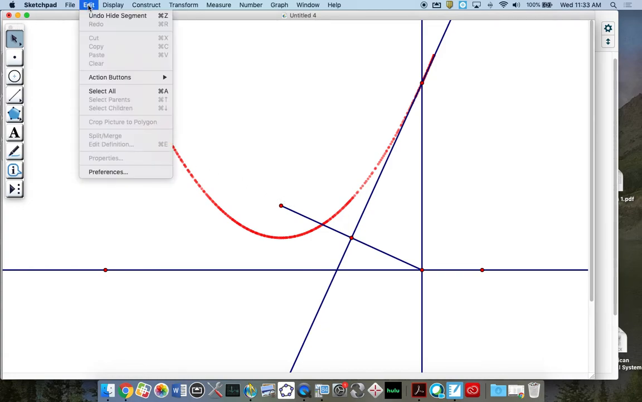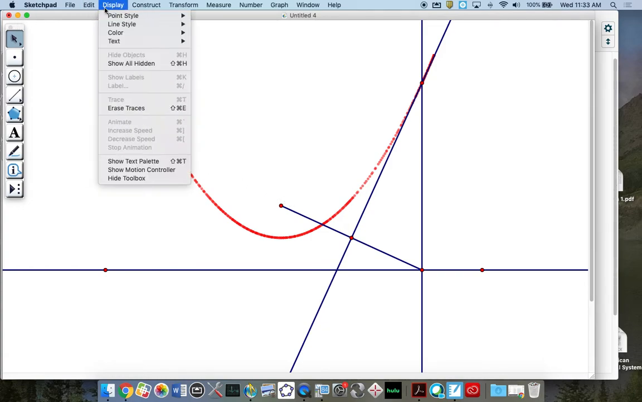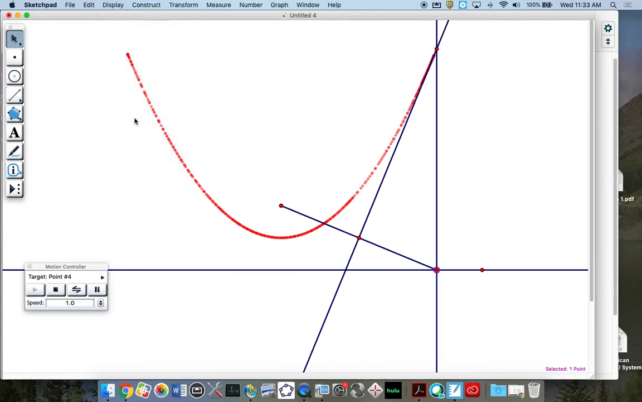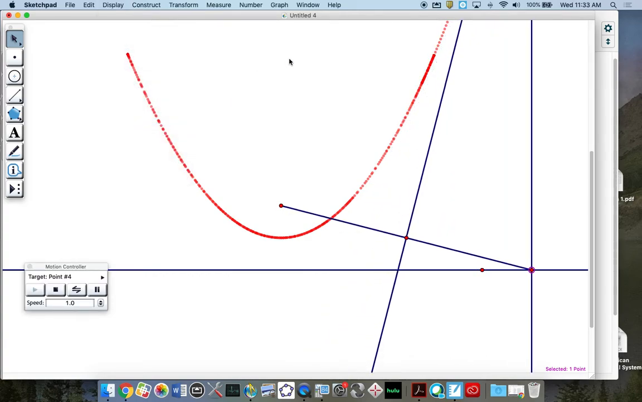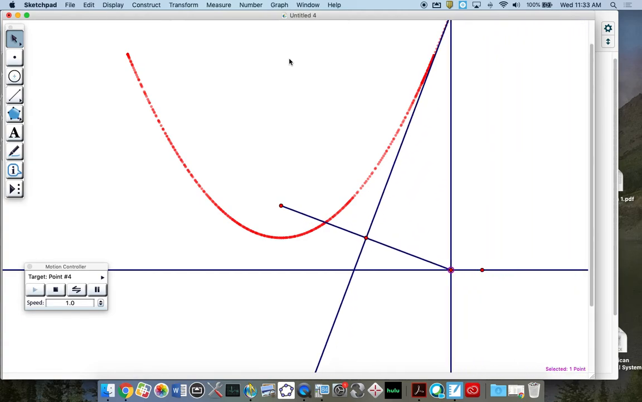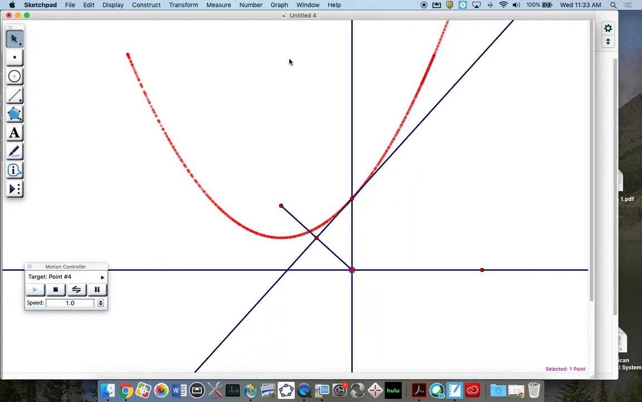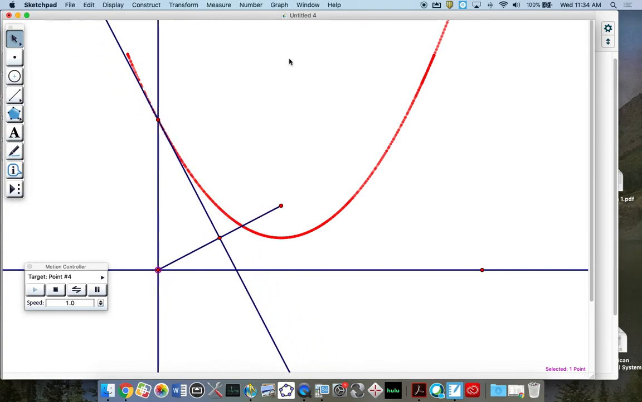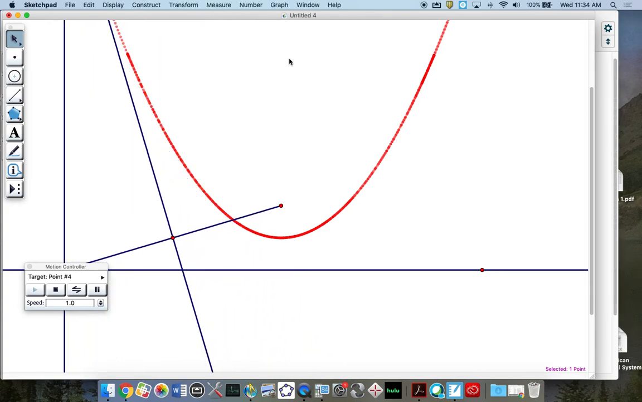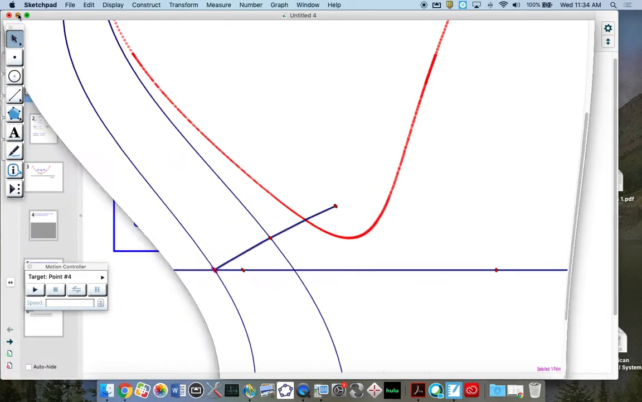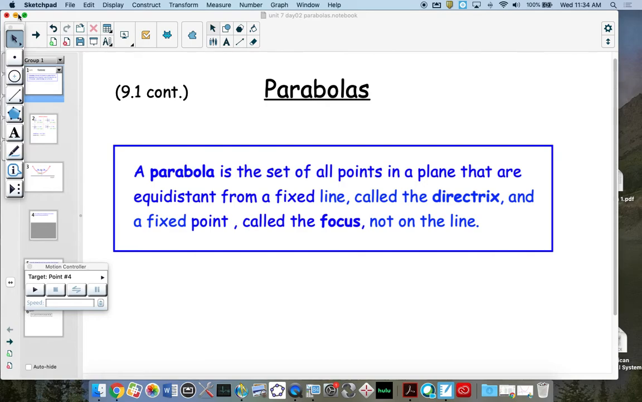So let me hide a few of these. And let me create, let's take this point. And there, I can talk while it's moving now. So it's creating all the points that are the same distance away from the focus and the directrix. And as you can see, as we start filling in more and more points, it takes on that nice curved shape of the parabola that we're familiar with when we worked with quadratics. Okay. So, let's get rid of that.